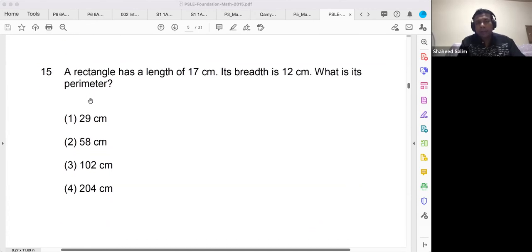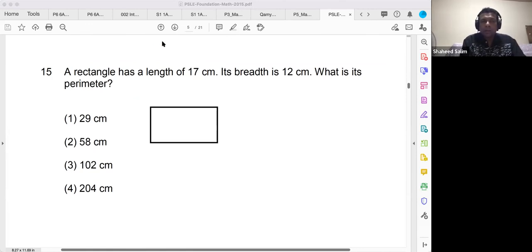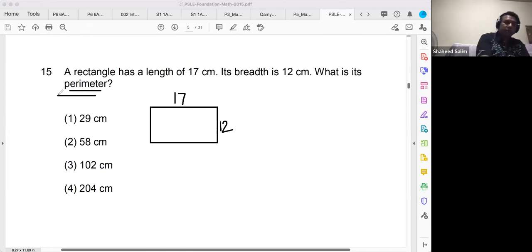A rectangle has a length of 17 cm. Whenever I get a question like that, I draw it, because it helps me imagine. Then I start to label it. So it says 17 cm, 12 cm. They ask you what is the perimeter. What is the perimeter?